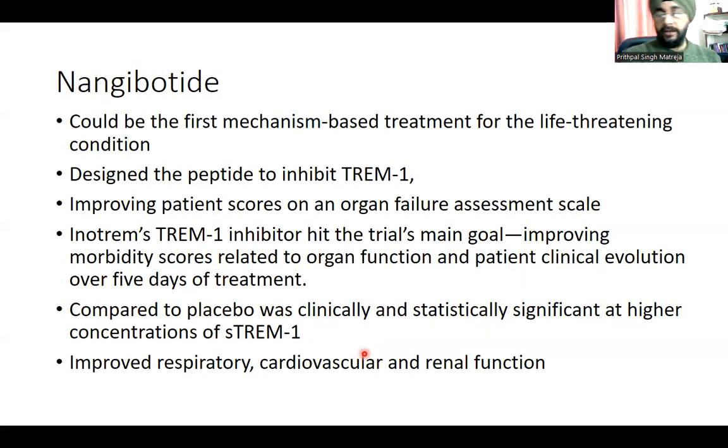The initial studies have shown that it tends to improve the patient's scores on an organ failure assessment scale. The Inotrem TREM1 inhibitor hit the trial's main goal: it improved the morbidity scale related to organ functions and patients' clinical evolution over 5 days of treatment. Compared to placebo, there was a significantly higher concentration of serum sTREM1 level in patients who were receiving placebo. Nangibotide also improved the respiratory, cardiovascular, and renal functions in patients with shock.